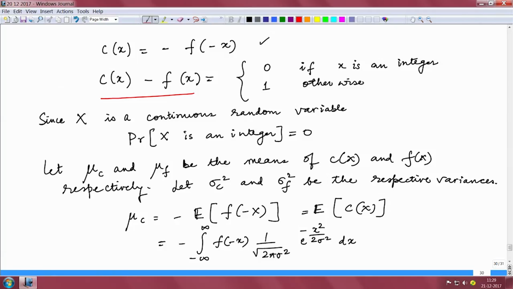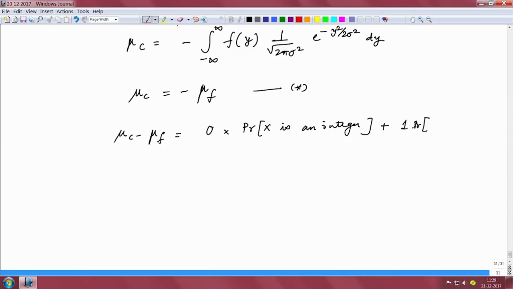So when we take expectation on both sides, the expectation of c of x minus f of x becomes the expectation on the right hand side also. It takes the value 0 with the probability that x is an integer, and it takes the value 1 when x is not an integer. So we get mu c minus mu f is equal to the expectation on the right side.